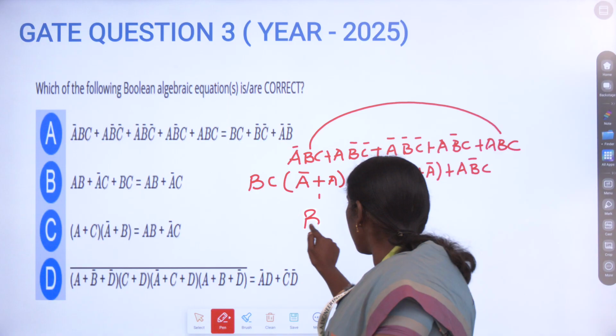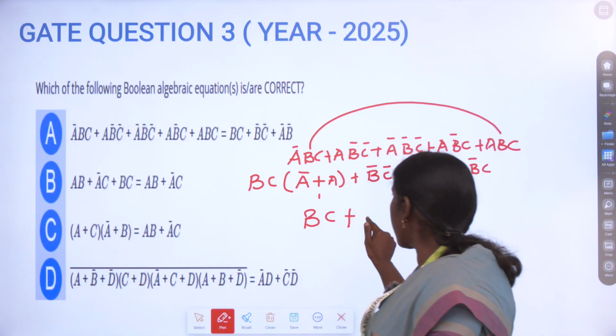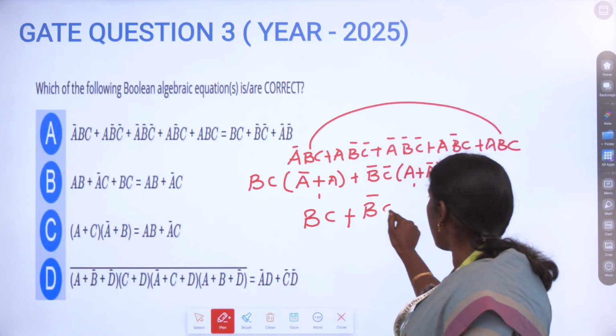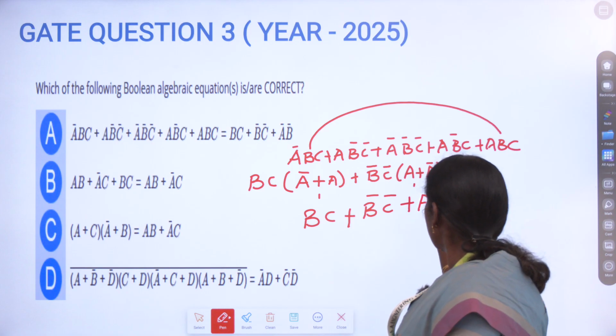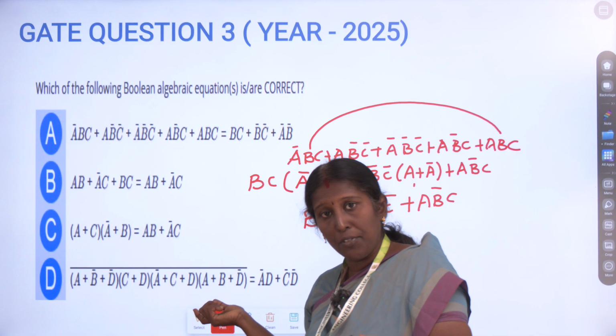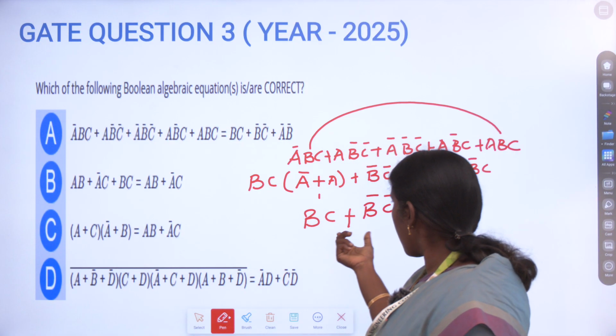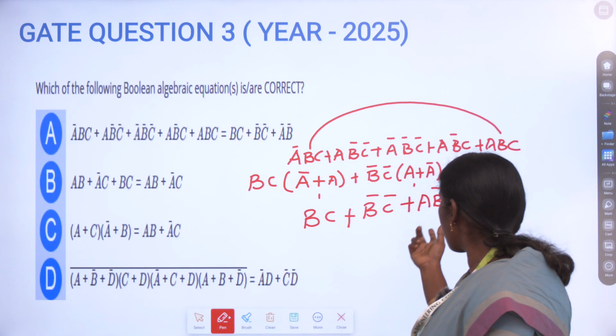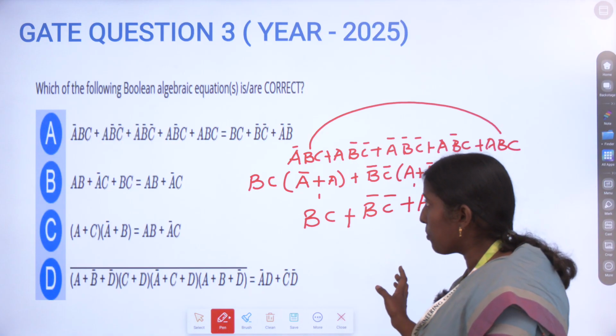So you will be getting the equation as BC plus B bar C bar plus A B bar C. Further, you can't simplify this equation, because there are no common terms here. If there are no common terms, we can't simplify this.